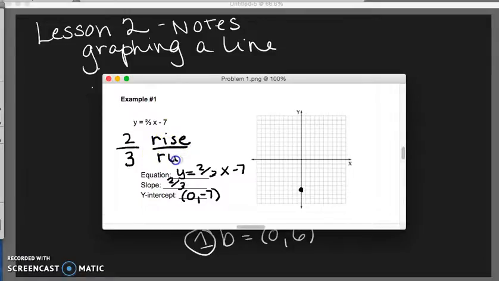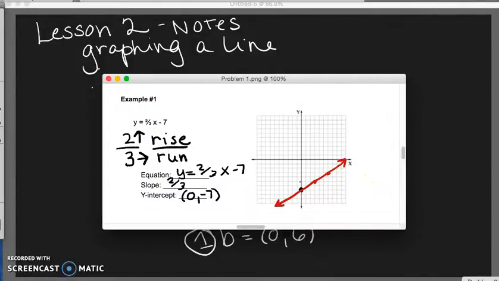And since both of our values are positive, we're going to move our point up 2 and to the right 3. So I'm going to go from our point up 2, 1, 2 units, and then go to the right 3, 1, 2, 3. And I'm going to plot our point. So there's your next point according to our slope. Now we're going to do it again. Up 1, 2, to the right 3, 1, 2, 3, and plot a point. And in this case, you now can connect your 3 points you have, and you graphed the line of y equals 2/3 x minus 7.